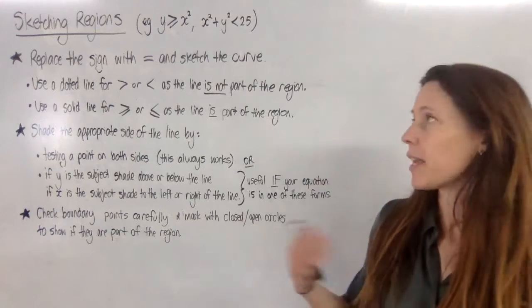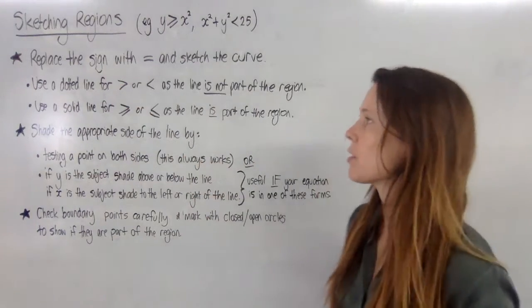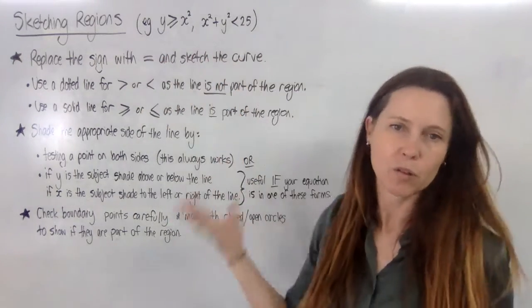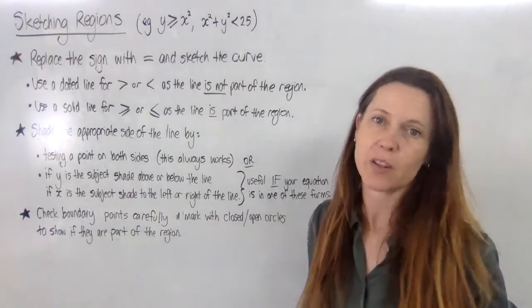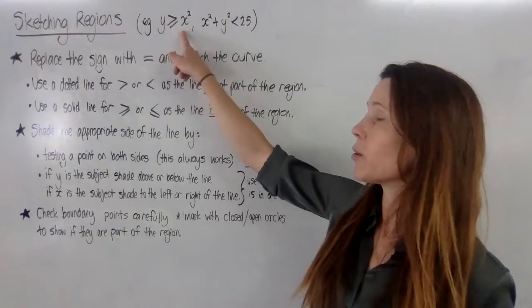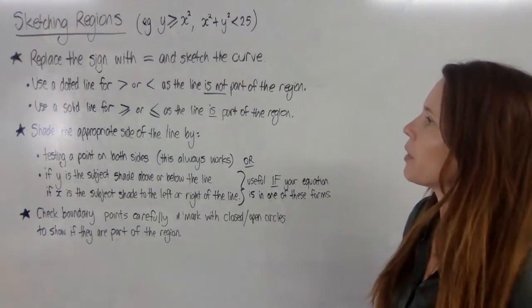So other than just sketching the line itself, we just have to take note of these couple of points. Firstly, replace your sign, whatever you have here, with a good old equals sign, because that way you're in your comfort zone and you know how to just go ahead and sketch that curve. So for one like this, we'd just sketch y equals x squared, or x squared plus y squared equals 25, which is a circle with radius 5.